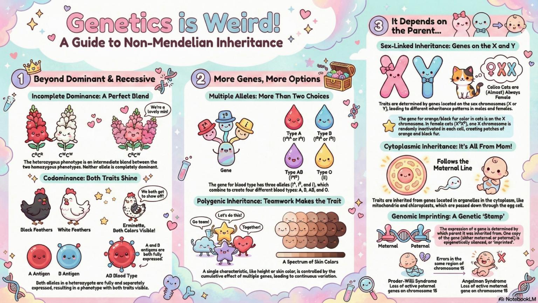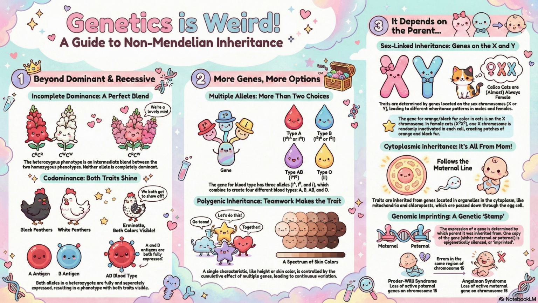We've covered genetic interactions that blend, like incomplete dominance, and ones that express side by side, like codominance. We looked at the committee approach of polygenic inheritance, where many genes add up their effects. And we dug into the logistics of location, how being on a sex chromosome changes the rules, and how genes outside the nucleus are passed down only from the mother. And finally, we saw how even information outside the DNA sequence, that epigenetic stamp of genomic imprinting, can decide which genes we actually get to use.